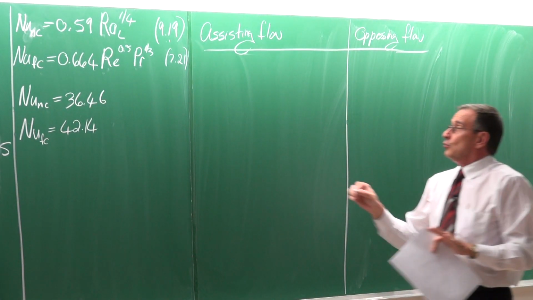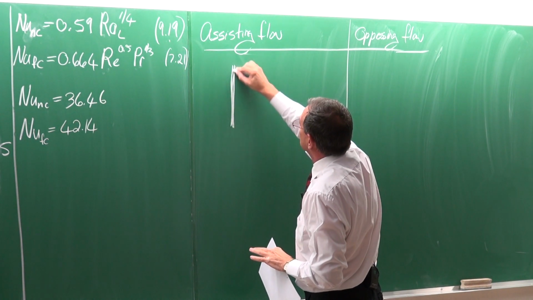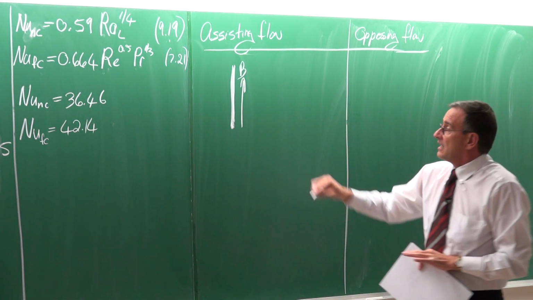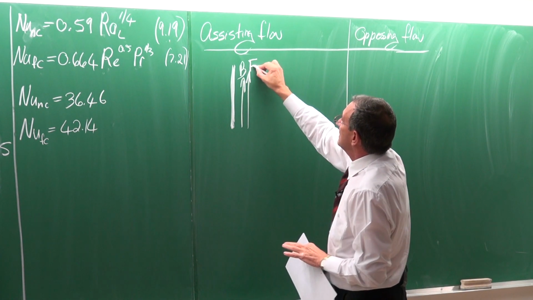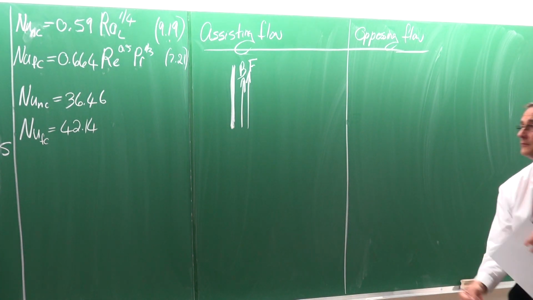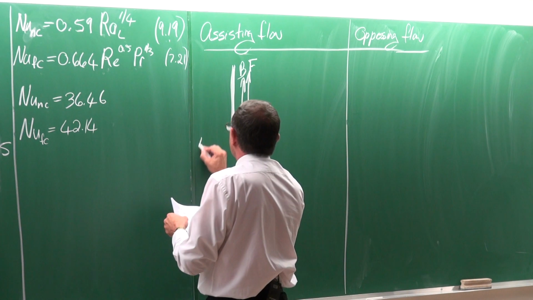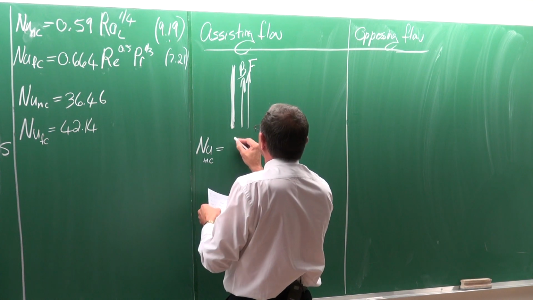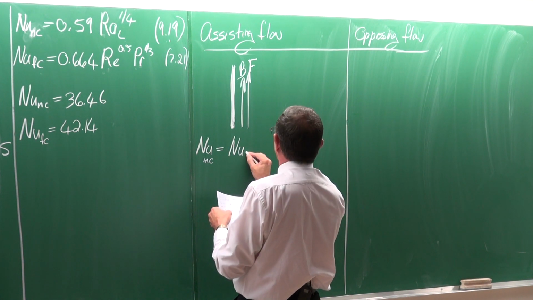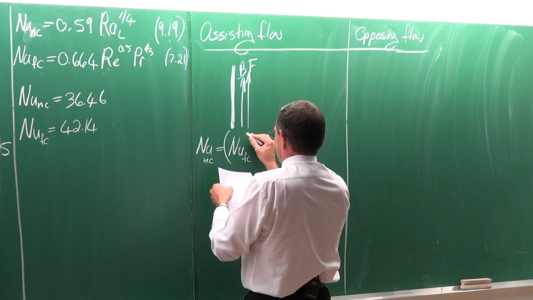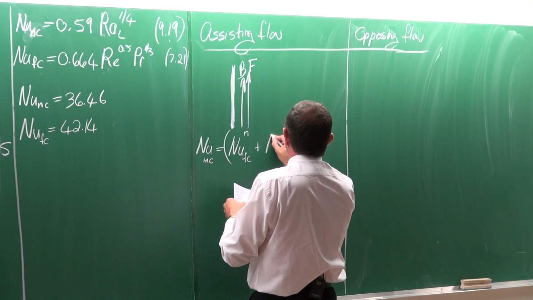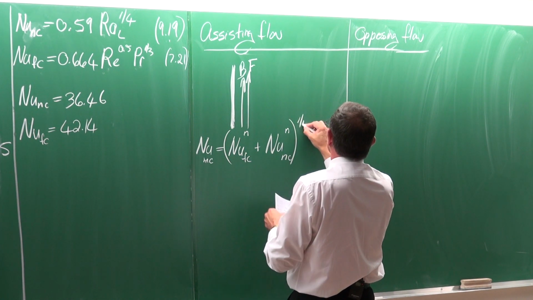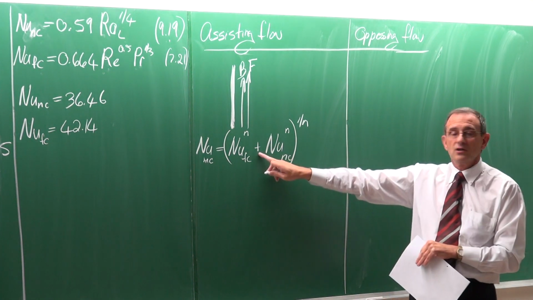Okay. If that is a flat plate, our buoyancy force is going in that direction, and our forced convection is also going in that direction. Then the Nusselt number for mixed convection would be equal to our Nusselt number for forced convection to the n plus our Nusselt number for natural convection to the n, everything to the power 1 divided by n. And take note, there's a plus.